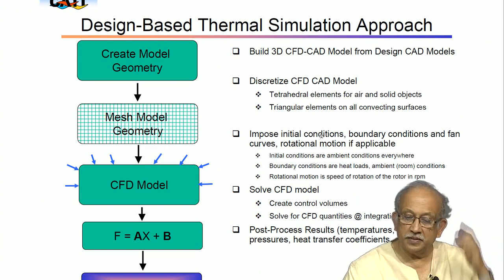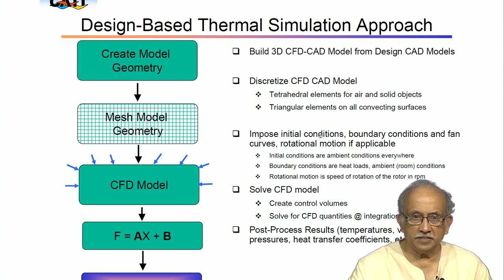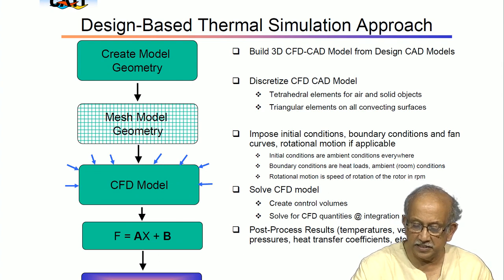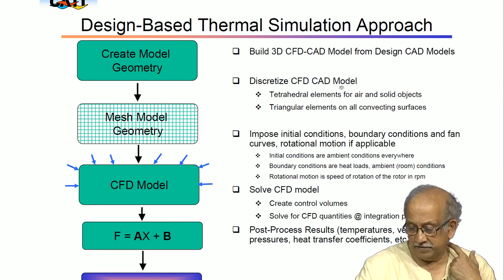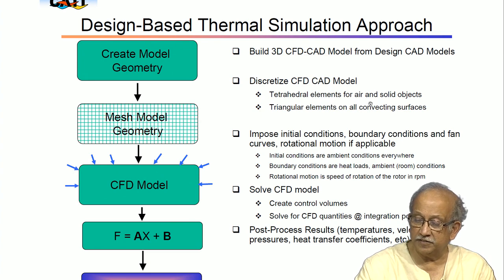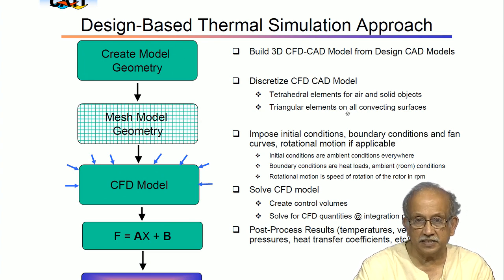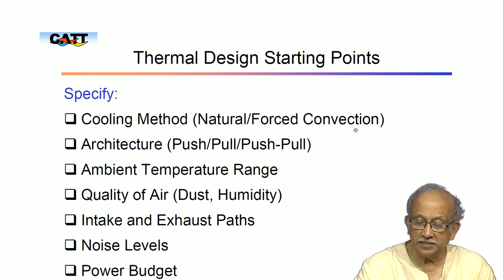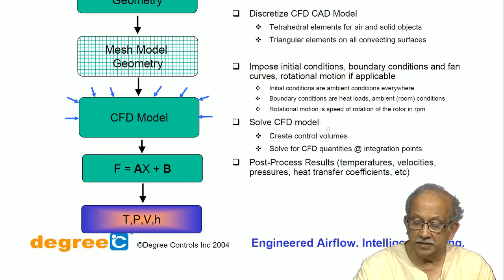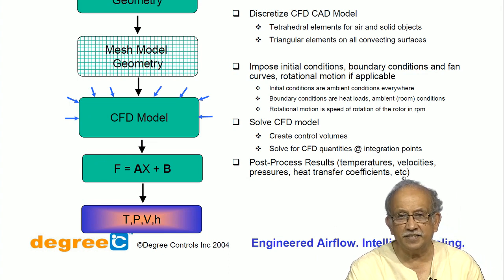I will just breeze through, because this is not what the lecture is about. So, we have this saying, build a model and then discretize the CFD CAD model, tetrahedral elements for air and solid objects, triangular for convecting surfaces, impose boundary conditions and fan curves, rotational motion, ambient conditions, create a control volume, solve, and post process the results: temperature, velocity, pressure, heat transfer coefficients and all that.